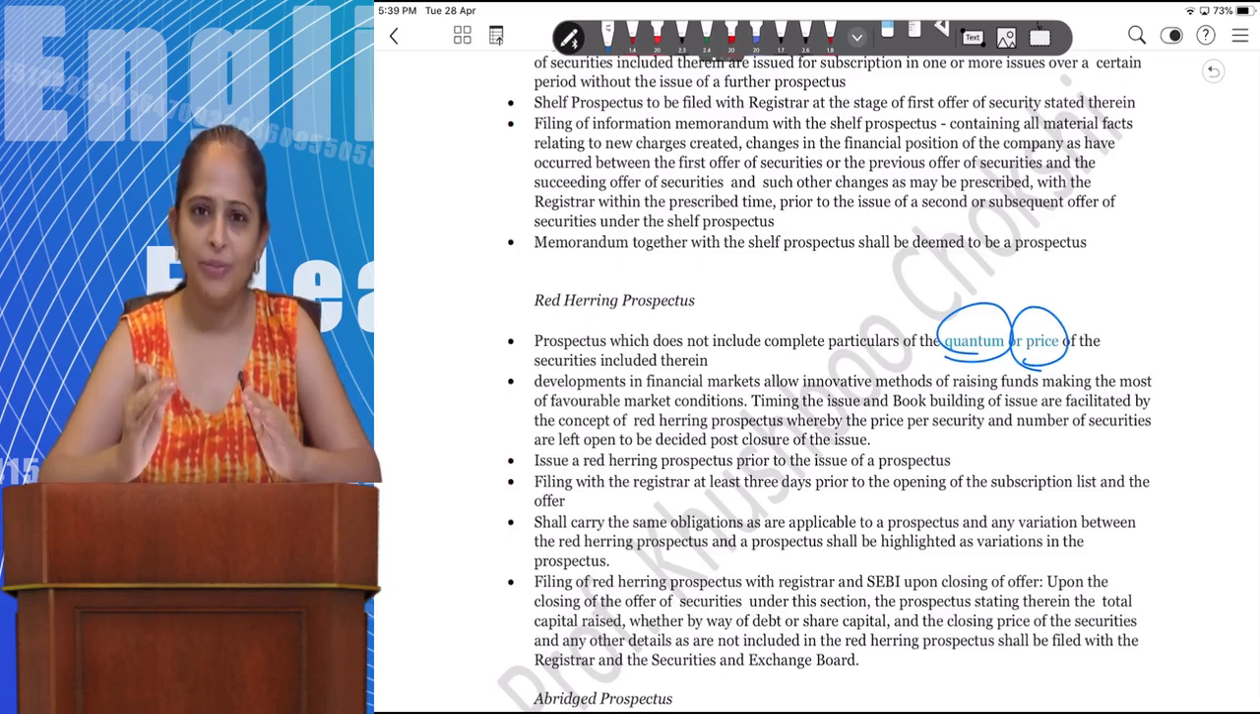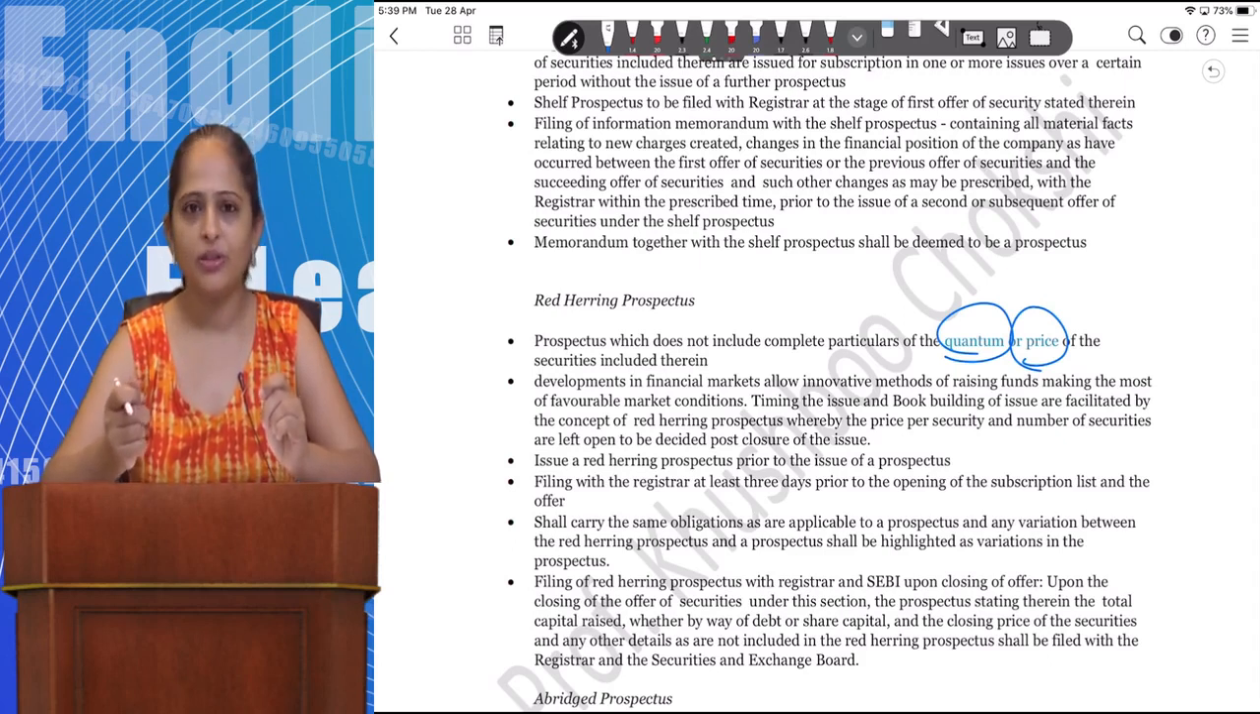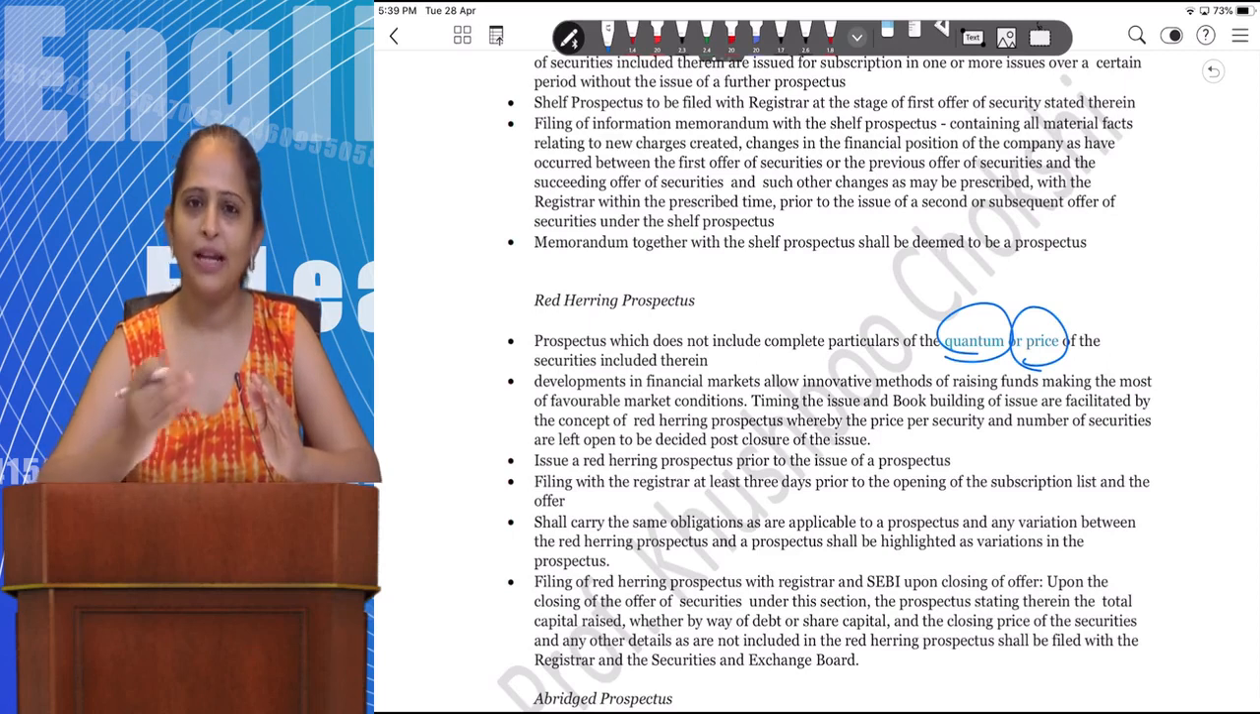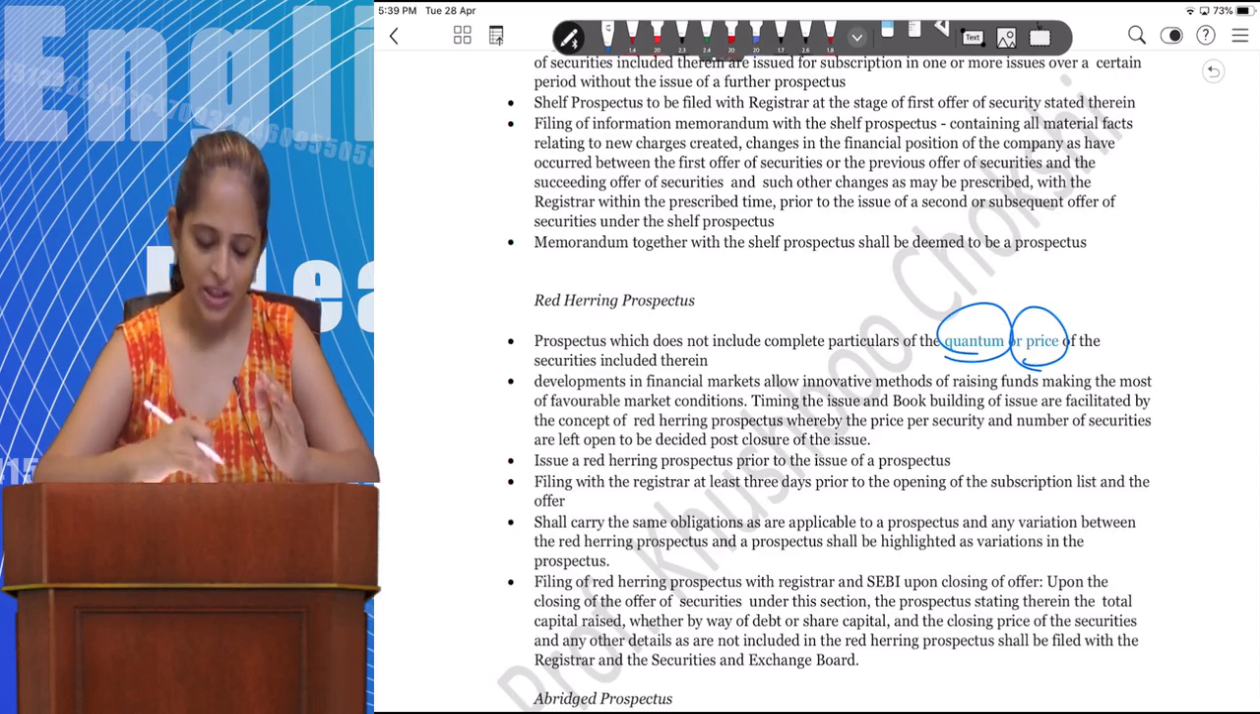If you've made an IPO application, you would know that the price that is given is a range. You will have to determine the price based on the demand and supply in the market, and based on the price that is determined, the quantum of securities will also be determined. So red herring prospectus is a prospectus, the only difference being that the quantum and the price is not mentioned. At the end, when you are filing the red herring prospectus with SEBI, you will have to give the quantum and the price at which the securities are issued.